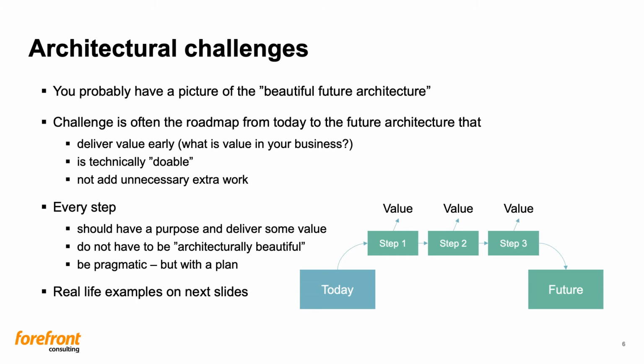The roadmap also has to be possible to perform in a technical way, and it should not add unnecessary extra work. This means that every step in the roadmap should have a purpose and deliver value. On the other hand, every intermediate state of the systems doesn't have to be architecturally beautiful. You need to be pragmatic, but you should have a plan for it. On the next slides, I will show some real-life examples of what I mean with this.